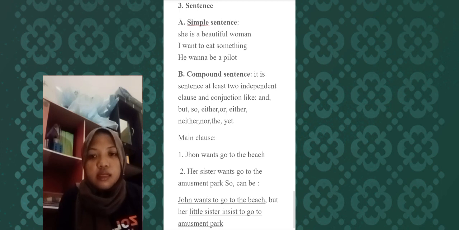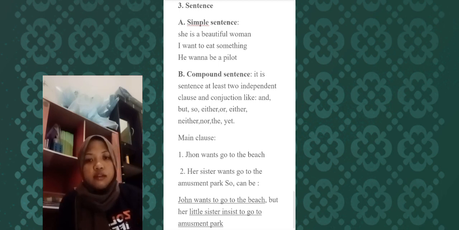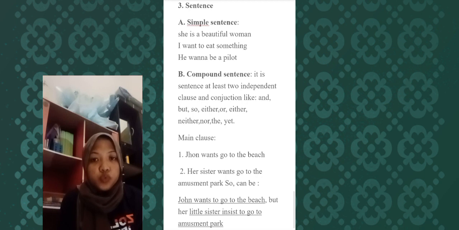Next, sentence types. Simple sentence: "She is a beautiful woman." "I want to eat something." "He wants to be a pilot."